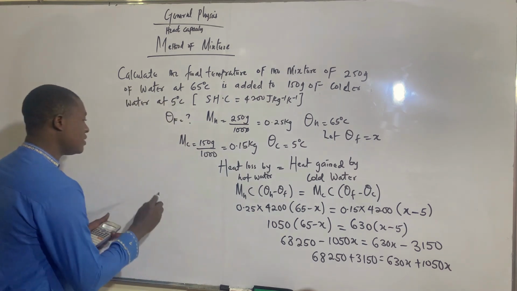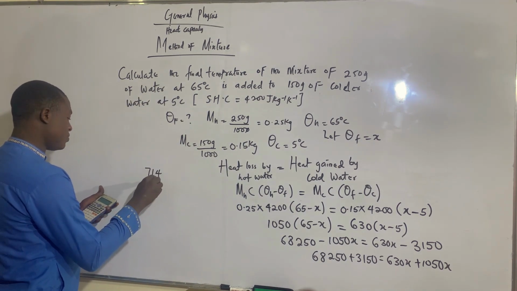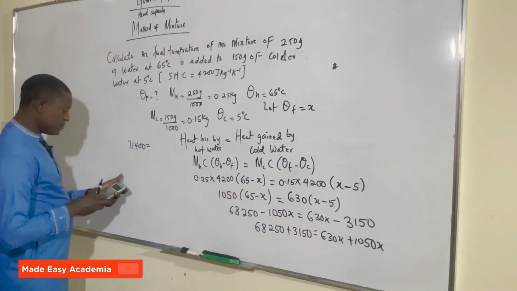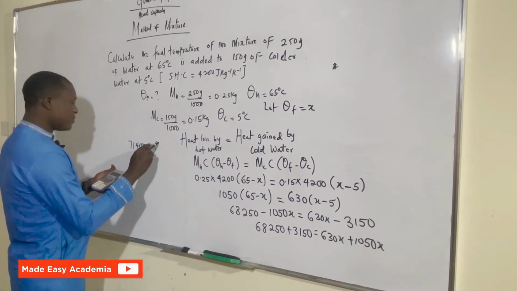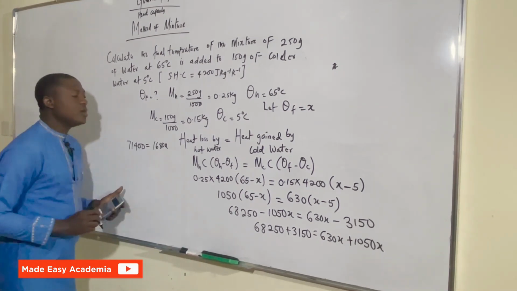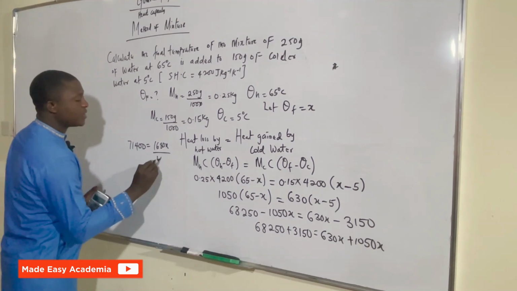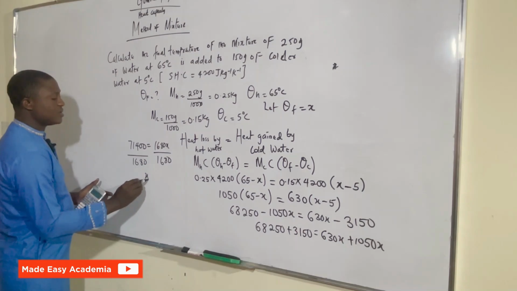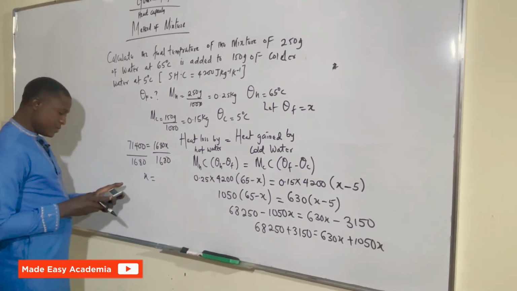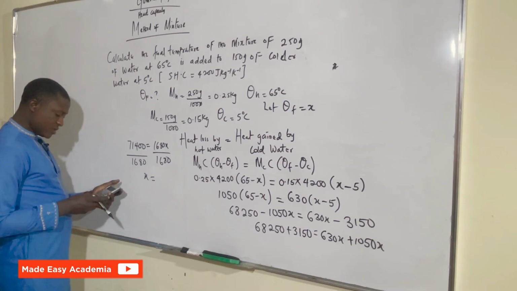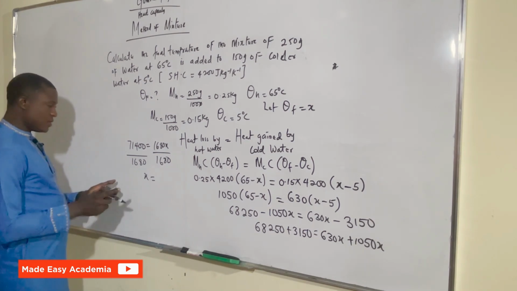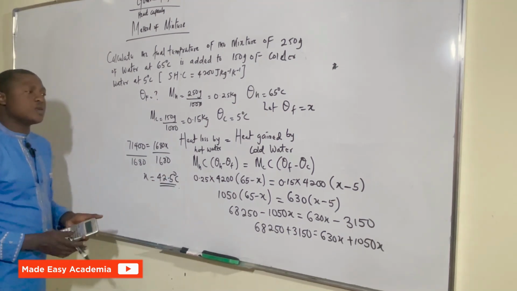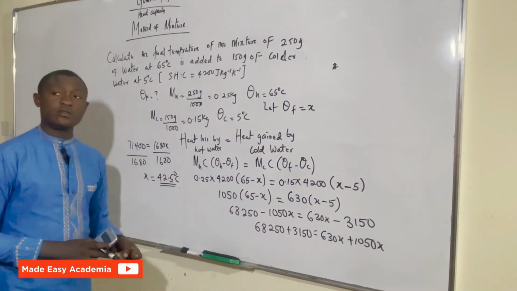68250. So if you add that one, we are going to have 71400 is equal to 630 plus 1050. We are going to have 1680X. So since what we are looking for is X, then we divide all through by 1680. So if you divide that, we have 71400 divided by 1680. So our result here gives us 42.5 degree Celsius. So that's our final temperature, which is 42.5.